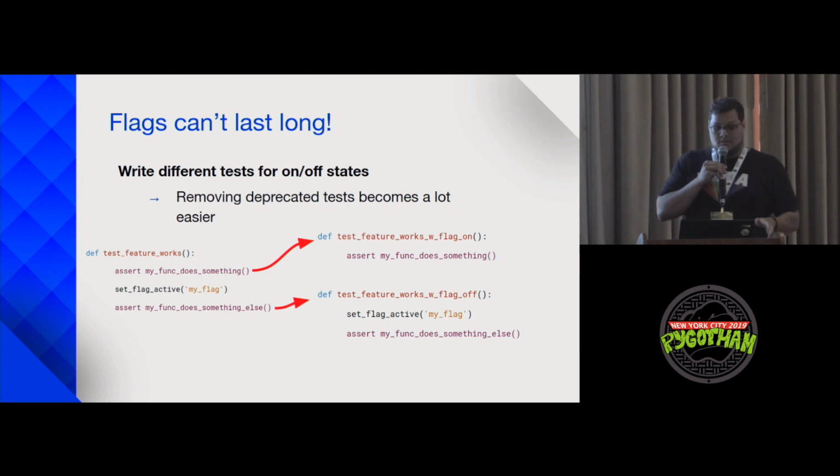One other tip is to write different tasks for feature flags for on and off state. By doing this, you make it easier to remove the tasks too. So name the task with flag on and flag off or something like this. So it's easier to find which tasks you need to remove when you're removing one state of the feature.